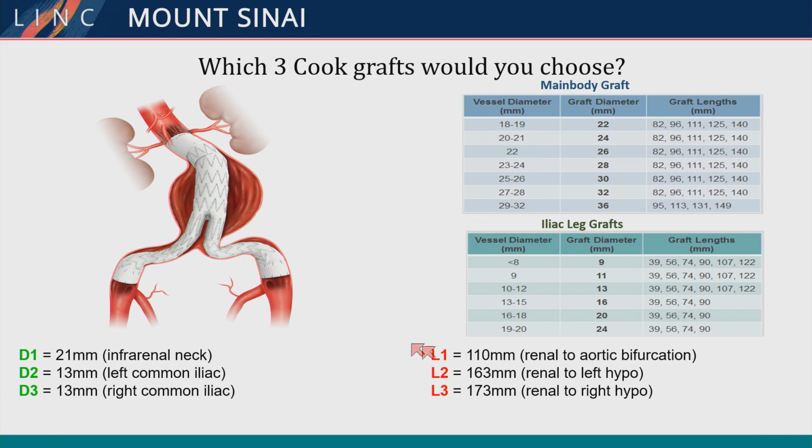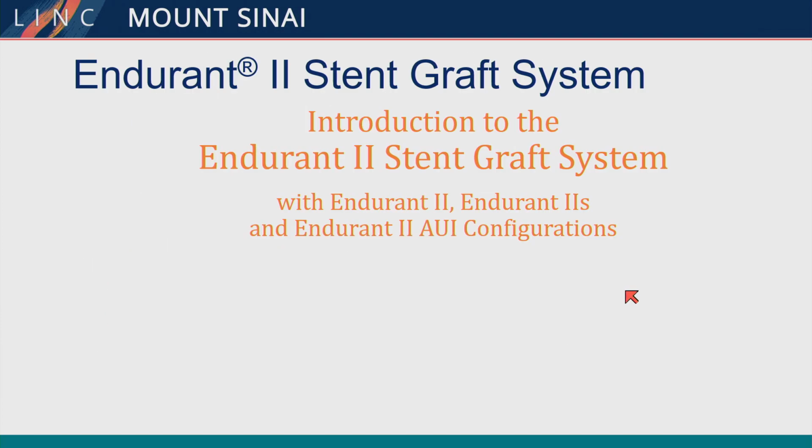So this is the Cook device. Based on the measurements that we took, we're looking at a 21 millimeter neck, 13 millimeter iliacs. So if you look at the sizing chart here, you've got a 21 millimeter proximal diameter, so you're going to go with a 24 millimeter device. They have sizing charts for each of the main devices that are available today, and so you basically just go through the sizing sheet.